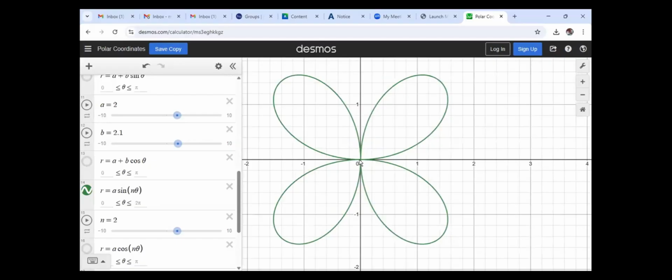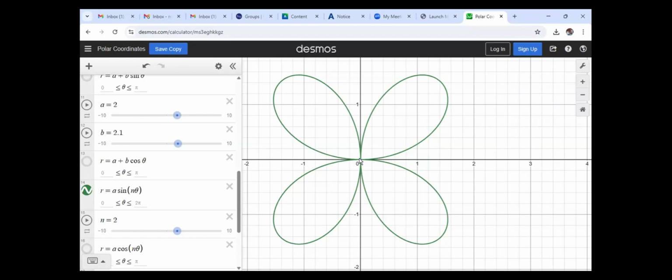So starting at 0, as our theta increases, our r is going to get bigger because sine of 0 is 0. But now we trace it up, and we go through here, and we go down here, and then tracing, and then we're back at the beginning. And then we repeat our process. So these are called roses.